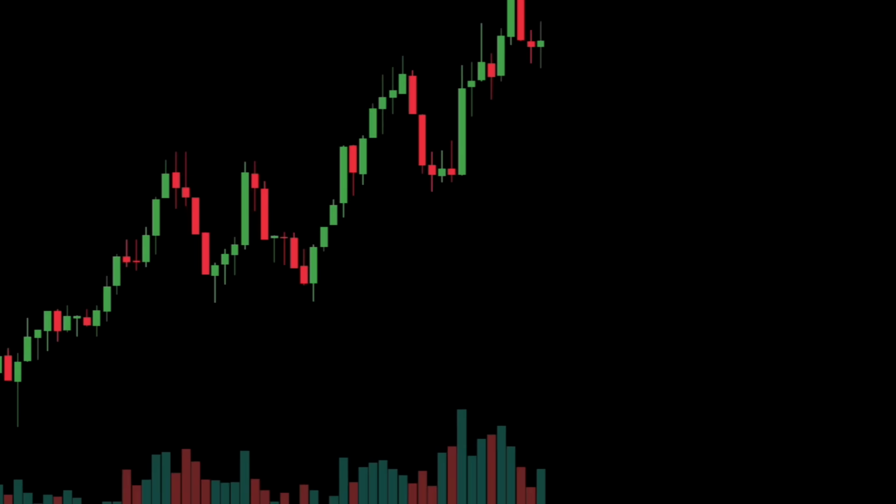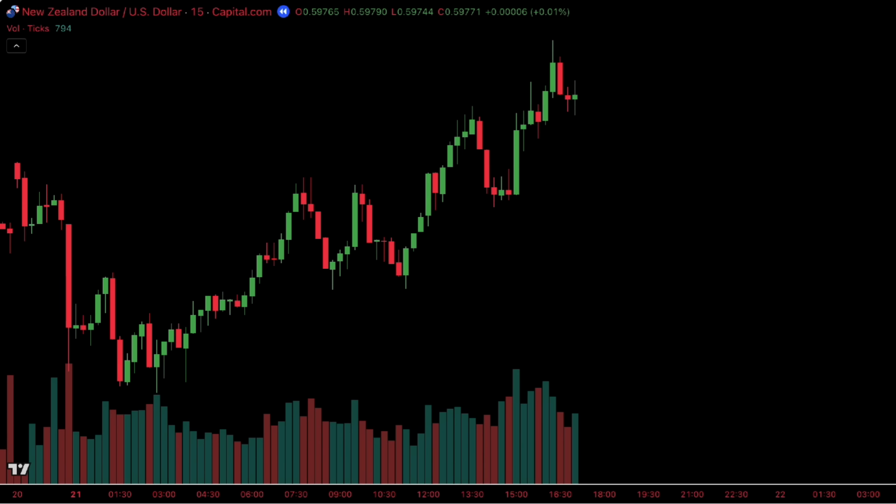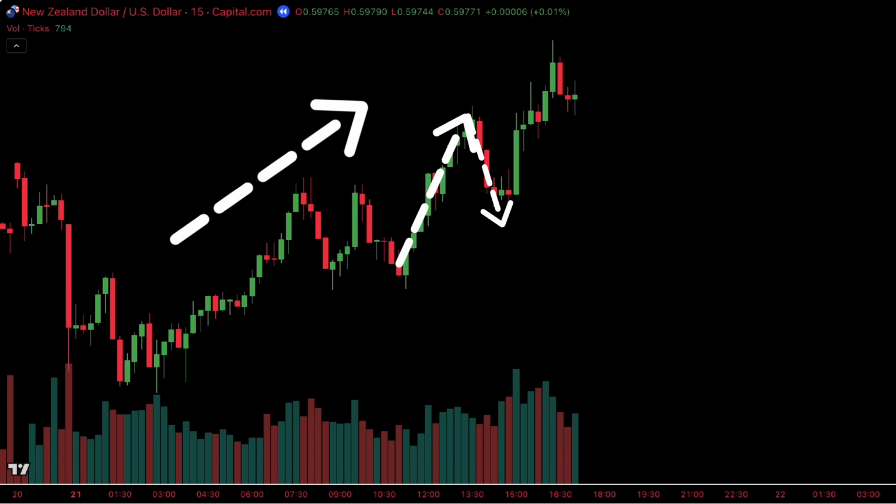The second mistake traders make is believing that this strategy works every single time. And this is a very dangerous mindset. Look at this chart example. As you can see, the market is in a clear uptrend. We have an impulsive move, followed by a retracement. Another impulsive move, followed by another retracement. This confirms strong bullish structure.